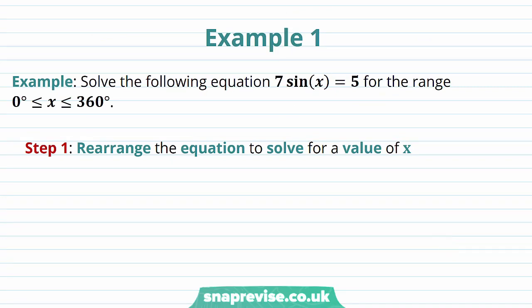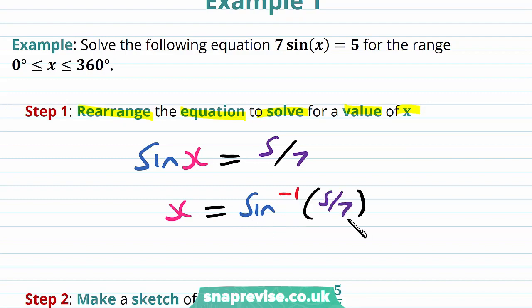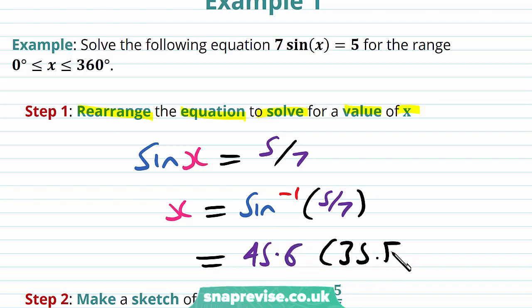Our first example asks us to solve the equation 7 sin x equals 5 for the range 0 degrees less than or equal to x less than or equal to 360 degrees. Our first step is to rearrange the equation to solve for a value of x. We can solve for one initial value of x that is the simplest value. We can rearrange our equation to get that the sine of x is equal to 5 divided by 7. And therefore we get that x is equal to sine inverse of 5 over 7. And this gives us x as equal to 45.6 to 3 significant figures.